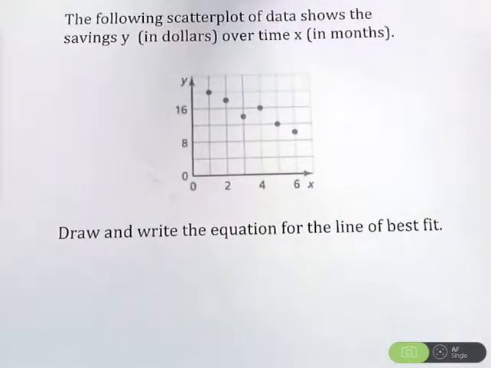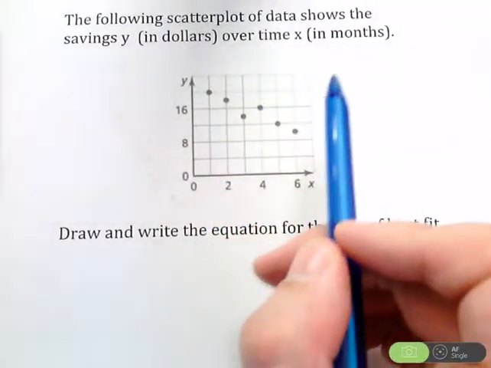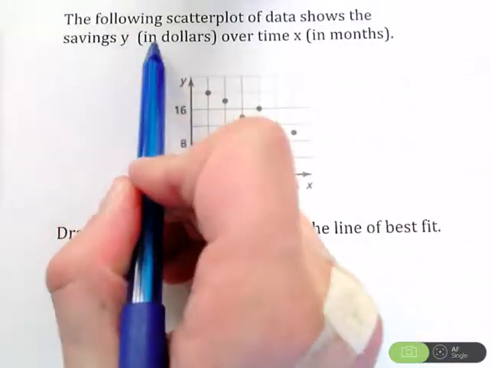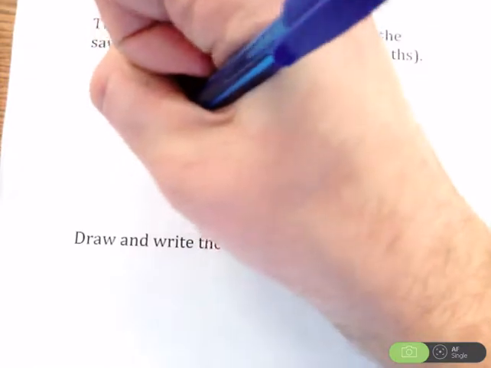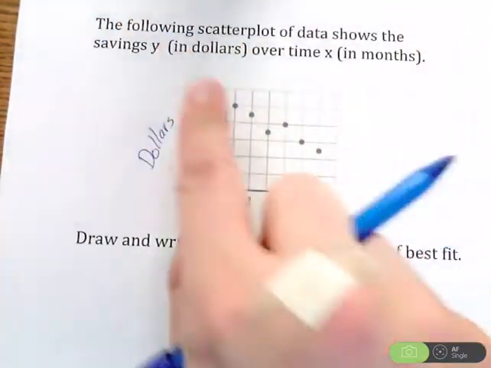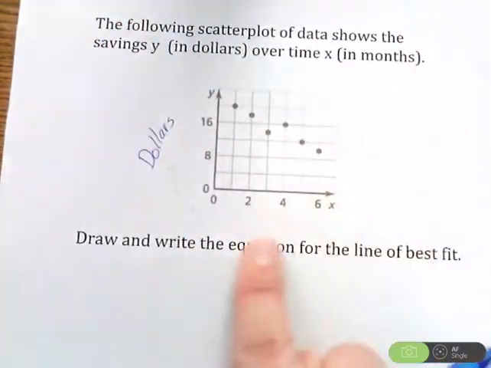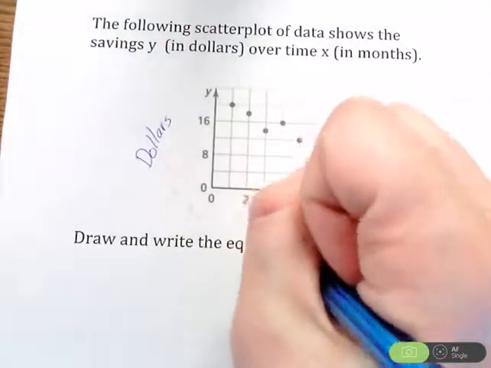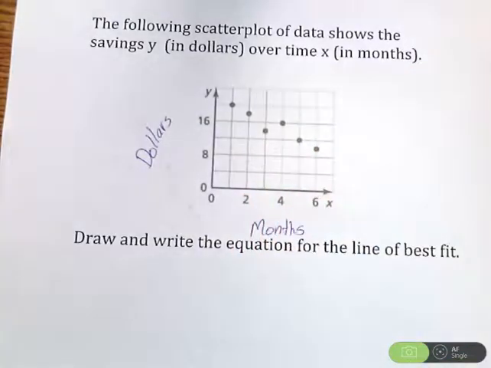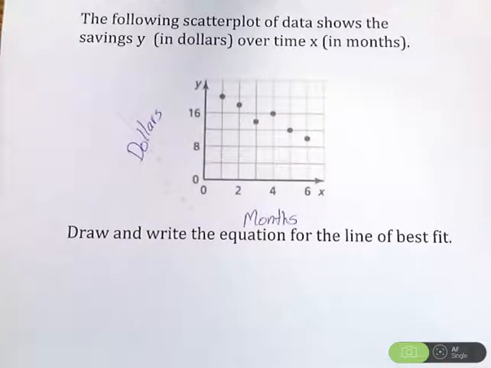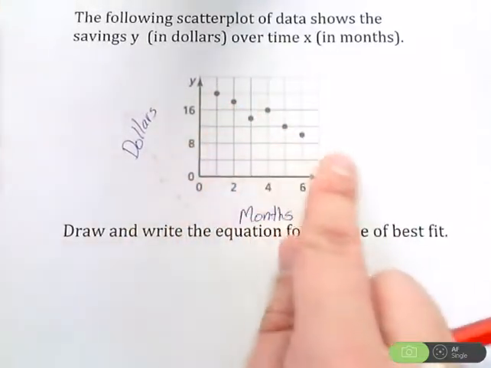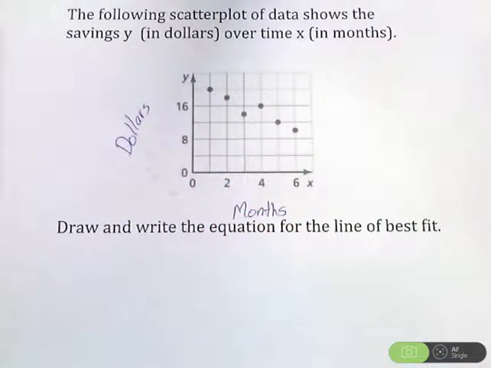So the following scatter plot of data shows the savings y in dollars. So I know my y-axis represents dollars over time x in months. So I just know my x is months. What we need to do is draw and write the equation for the line of best fit. Okay, so it looks like it's overall going downwards. I need to find an equation that fits there.